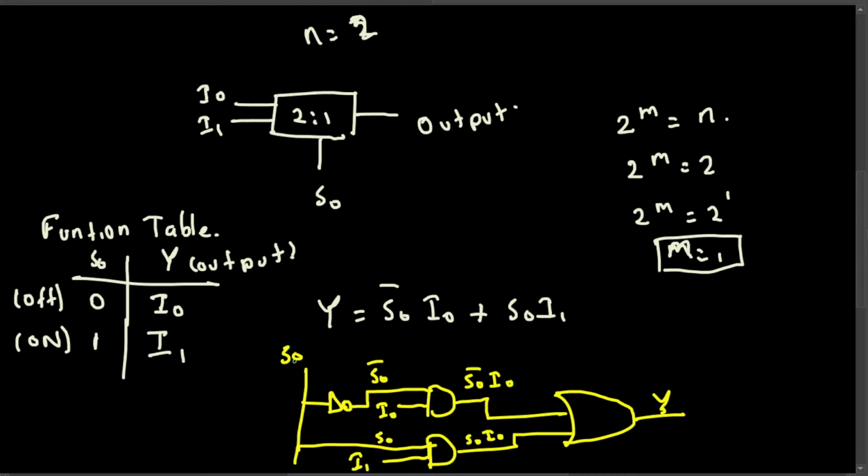If S0 is 1, then the upper AND gate input turns into 0, and 0 with an AND gate makes the whole thing 0. So that gate doesn't work. The other gate gets 1 and I1, and with an AND gate, 1 and anything else gives that other input, so I1 is going to be the final output. And that's how the multiplexer works.